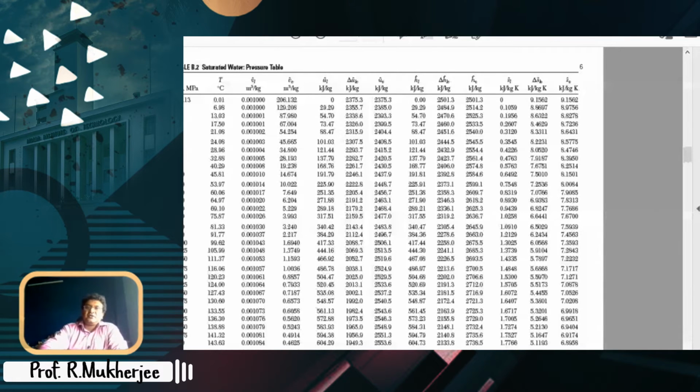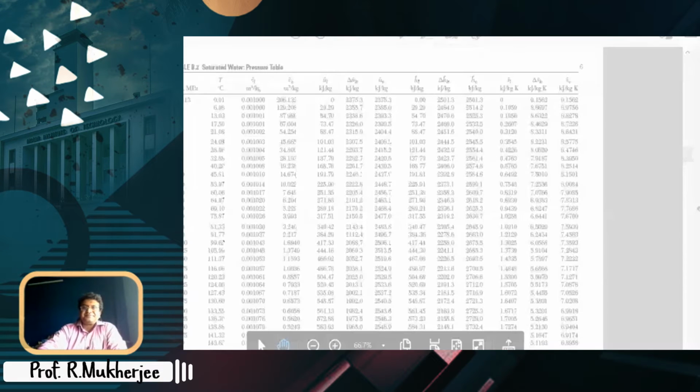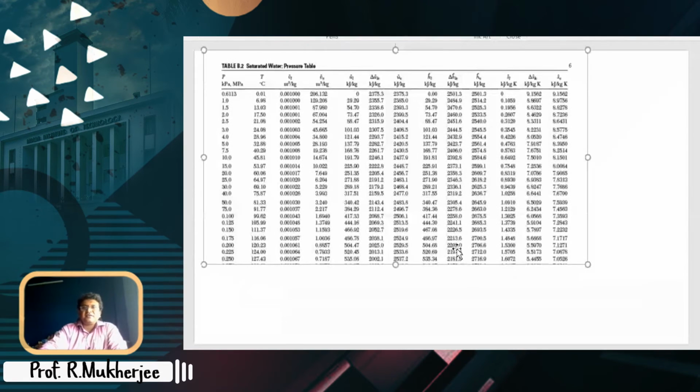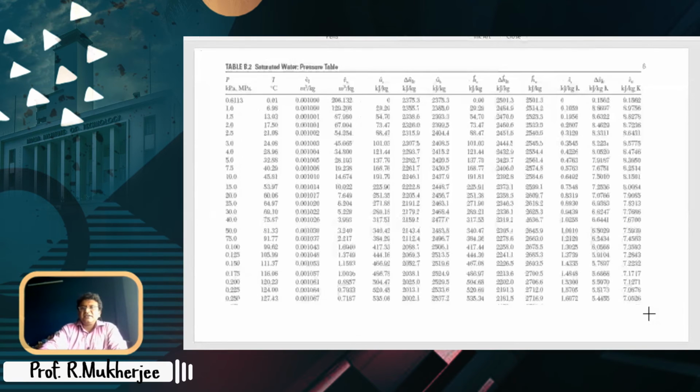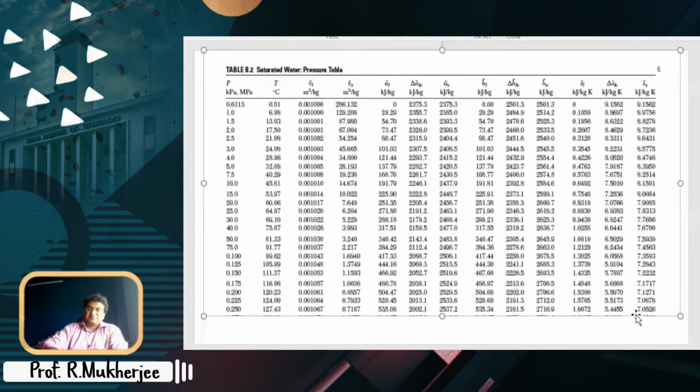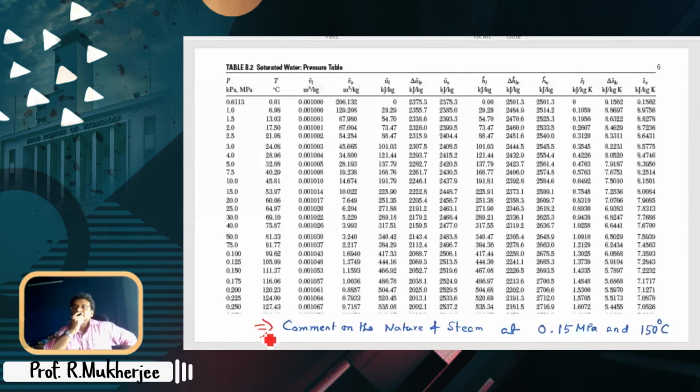Great. So what is the utility of this table? Let us see. I'll pick up problems I have given in the problem sheet. But let me ask a simple question. Comment on the nature of steam. The statement is you have steam at 0.15 megapascal and the temperature is 150 degrees centigrade. Saturation table is given, don't confuse it. That does not mean where I have written the question.